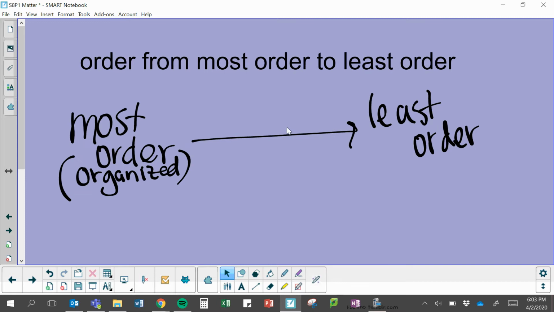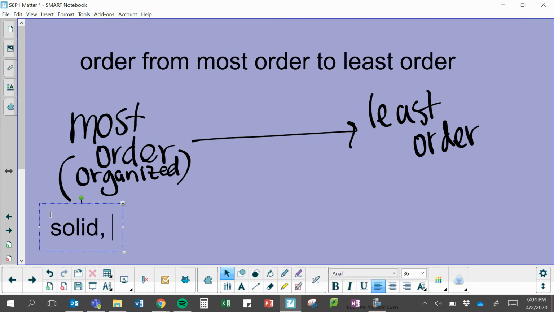So now put them in order by organization. We want to go from most order, most organized, to least order, least organized. Let's take a second and do that. Our most organized is going to be our solid, because they're all in the same place. They're not really moving. They're staying in nice little rigid rows.